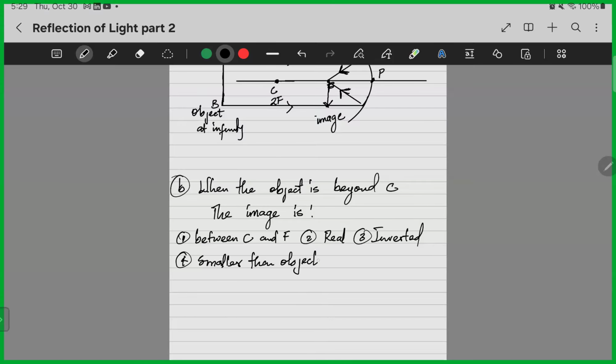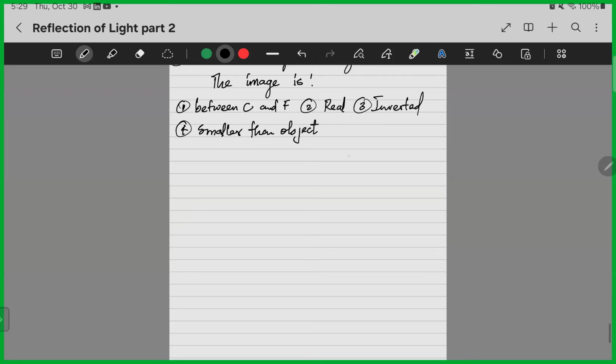And the idea is almost similar because you have this curved mirror. I run my principal axis through, and then I have my F point. I have my C, which is also my 2F. And when I say the object is beyond C, the meaning of that is, this is C, so it is somewhere on this side. So I can put it right here.